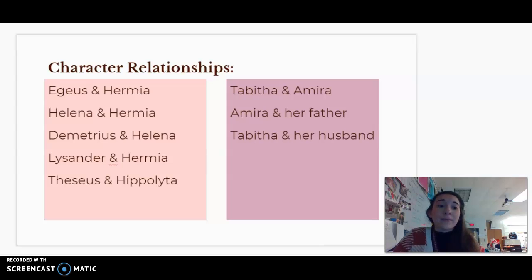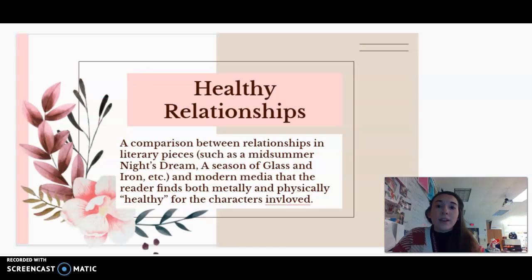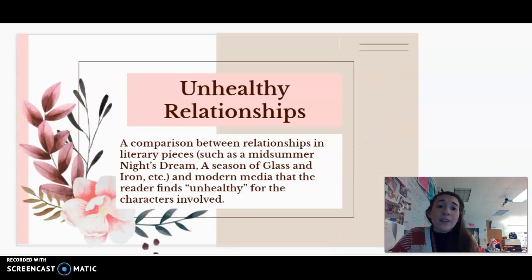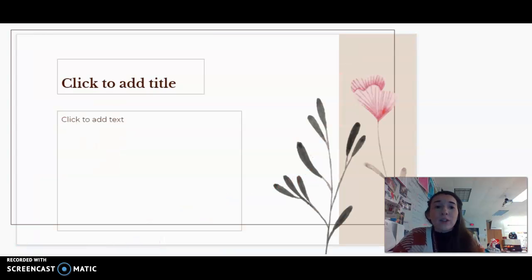So these slides are set up in two sections. There is a healthy relationships section with an already pre-created slide, so that way you can duplicate it and put in whatever healthy relationships you want to put in. Remember, you at least need to have one healthy relationship and at least one unhealthy relationship. So we have that section with a slide that you can duplicate.